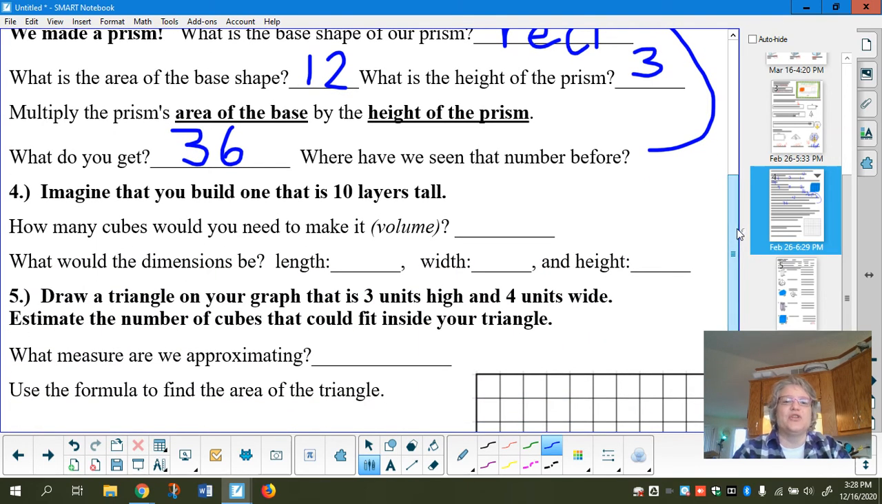Okay, imagine that you build one that is 10 layers tall. How many cubes would it take to make it? What would be its volume? Well, it would be 4 by 3 with a height of 10. So each of the layers would be 12 cubes big, and we have 10 layers of that. So 12 times 10 would be 120 cubes.